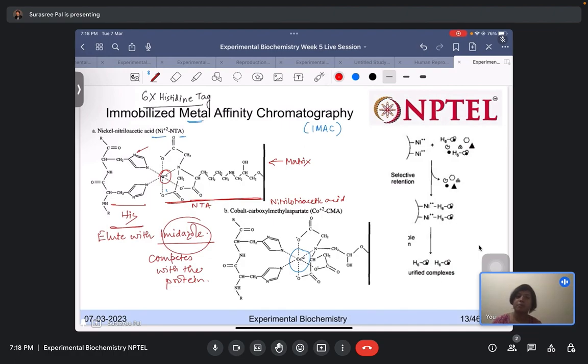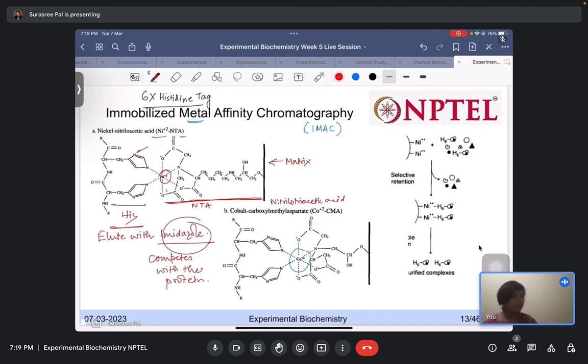So we make separate buffers of these imidazole concentrations, and we pass these buffers of increasing imidazole concentration through this column. At a particular imidazole concentration our protein of interest will be eluted from the column, and we can finally run an SDS-PAGE to check at which imidazole concentration our protein is being eluted out. So imidazole competes with the protein and allows it to detach from the matrix.